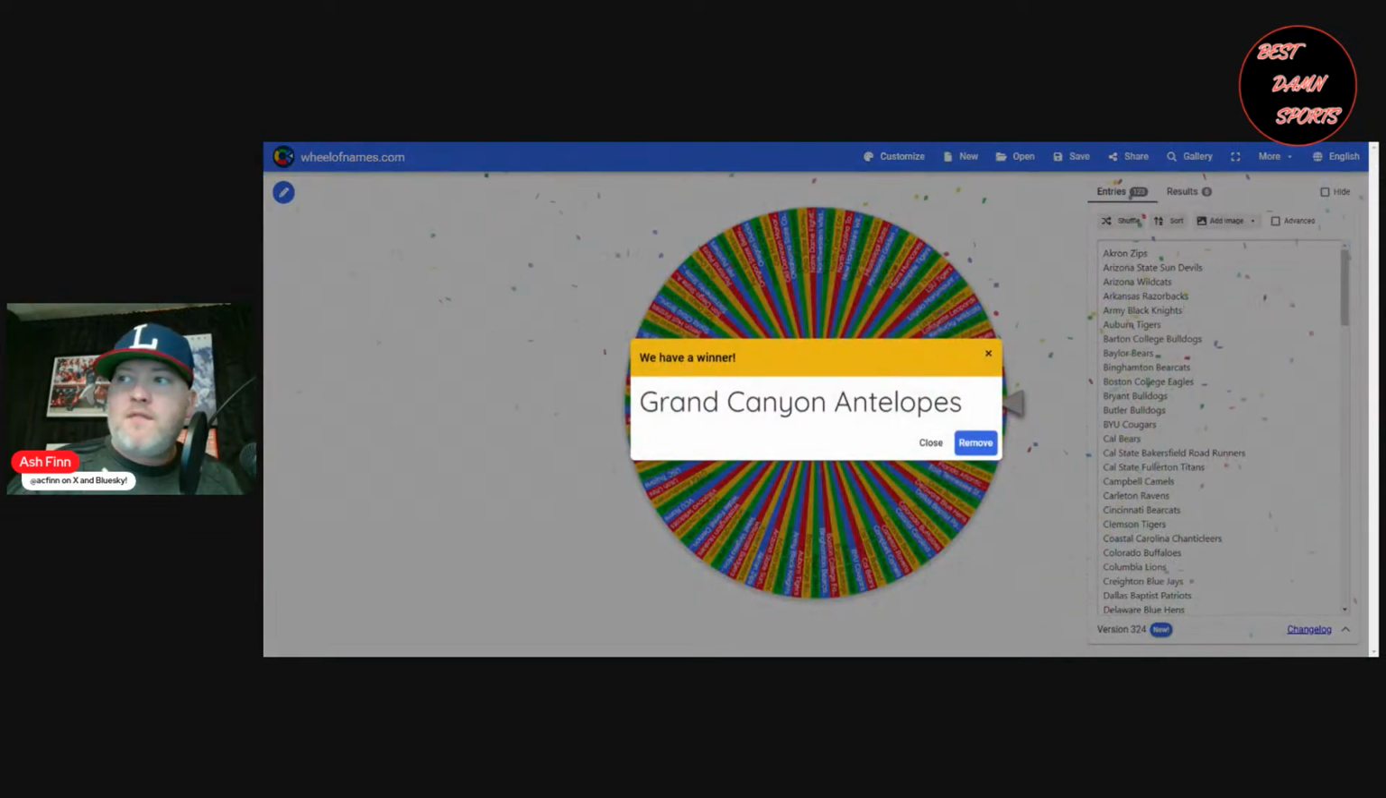All right, so now we have the Grand Canyon Antelopes, which I believe are in the West Coast Conference in our league. Maybe I'm wrong here. No, yeah, there they are. The Grand Canyon Antelopes will be drafting in the 16th position for the West Coast Conference.